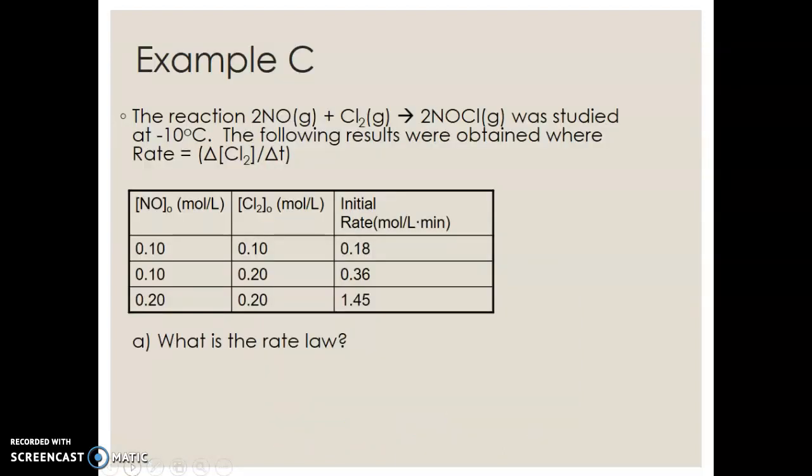So here's an example. I would like you to try to determine what the rate law is on your own. We've looked at a few examples now. I want to give you guys a chance to try one. Let's go ahead and pause the video.